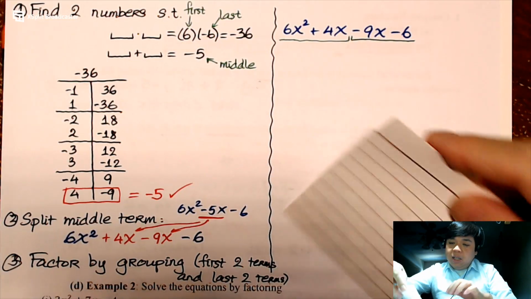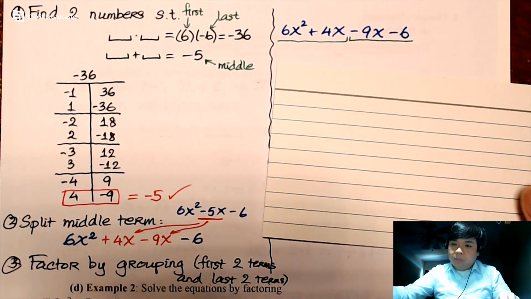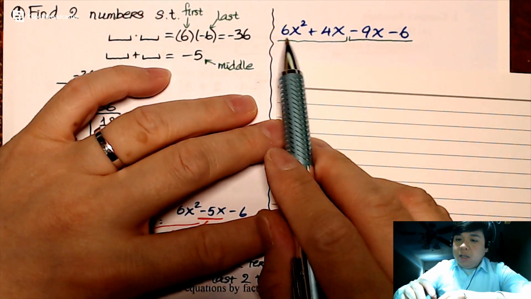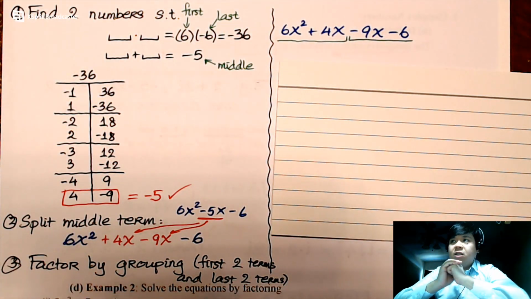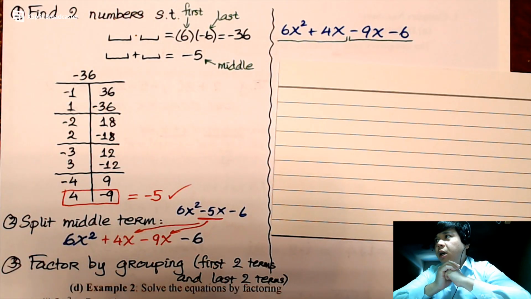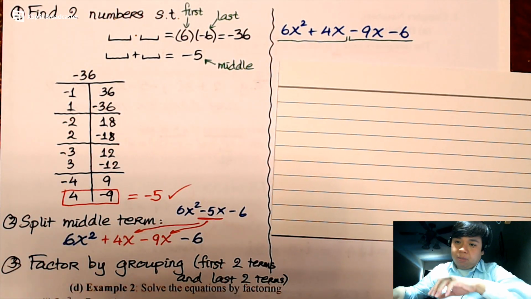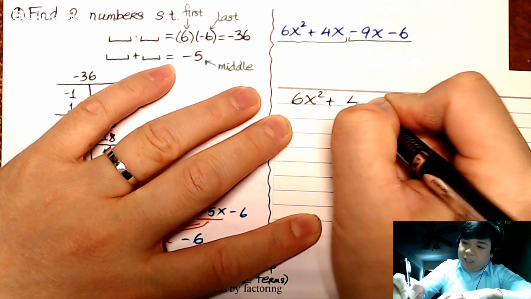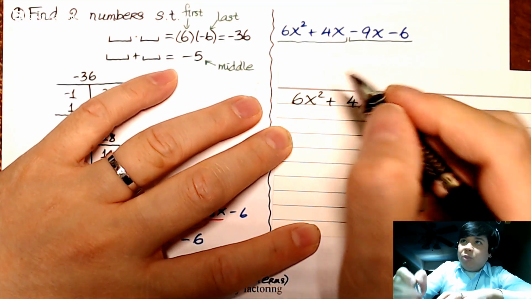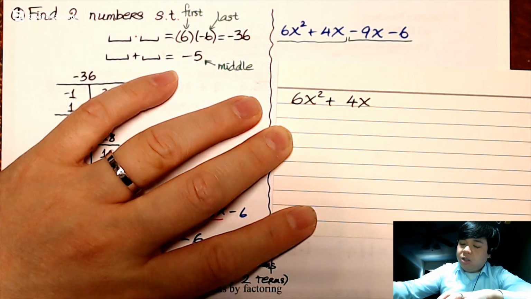So in that case, let's take a look at the first two. 6x squared plus 4x. You can say that both of them have an x, so that is the common, which is good. Or we can do this. We're just doing the slow motion here. So now the 6x squared. Now just focus on that.